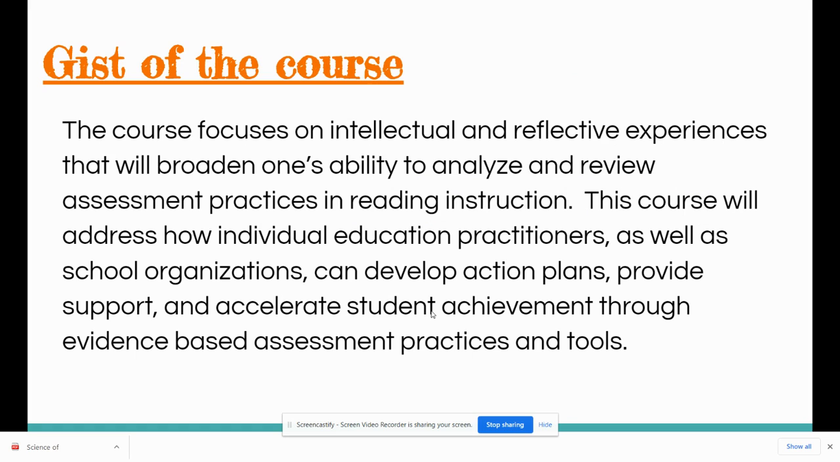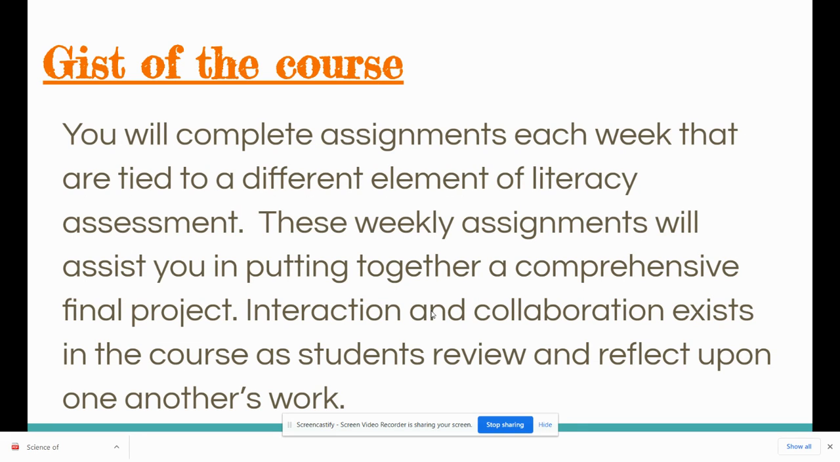Alrighty. Our course focuses on intellectual and reflective experiences that will broaden one's ability to analyze and review assessment practices in reading instruction. The course is going to address how individual education practitioners, us, as well as whole school organizations, so school buildings and school districts, can develop action plans and provide support, as well as accelerate student achievement through evidence-based assessment practices and tools. And you will hear me use that phrase, evidence-based, quite often during this course.